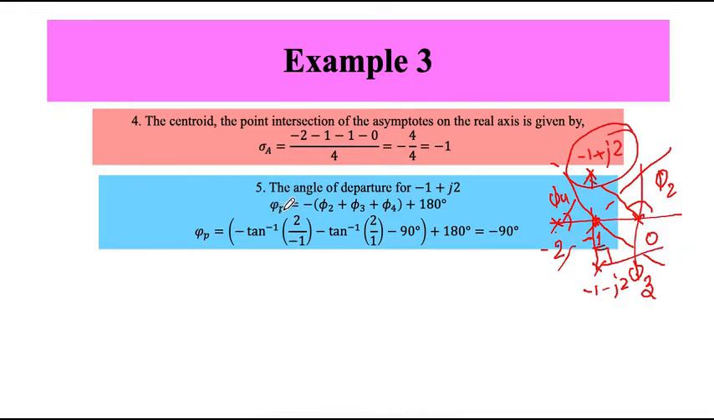So phi, the angle of departure, is just the negative of the angles from all the poles. It's negative tan inverse of 2 by minus 1 for the first guy. Then again for the second guy, it is minus 90 degrees for the fourth. This is my third one, this is third, this is fourth. Now this is 2 by 1. So these angles plus 180 degrees, so it is minus 90 degrees.